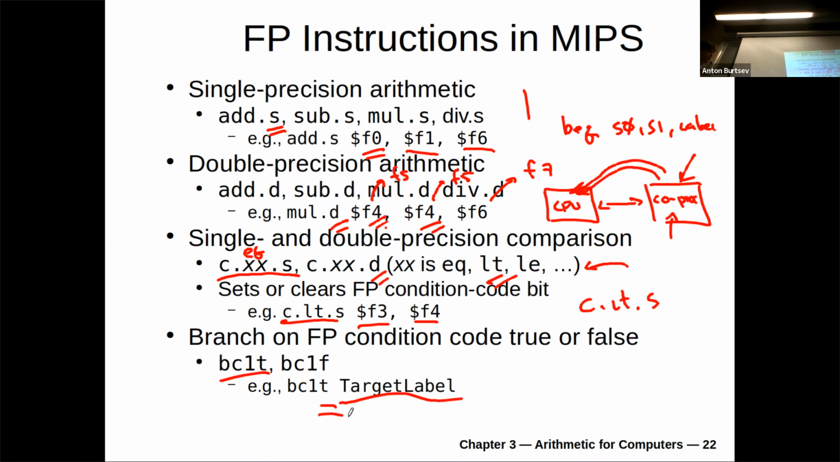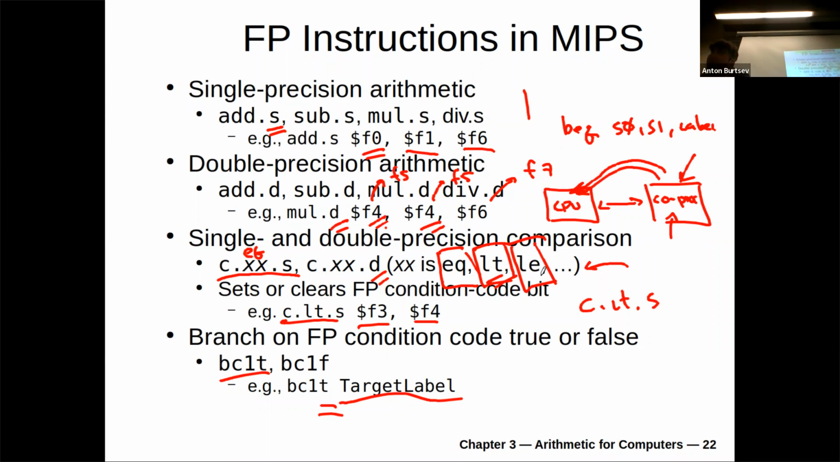Doesn't matter if you have 1 or 2 X's from C.X.X.S. No, X here means it's a placeholder which will contain one of those letters: equal, less than, less, LE. What is LE?